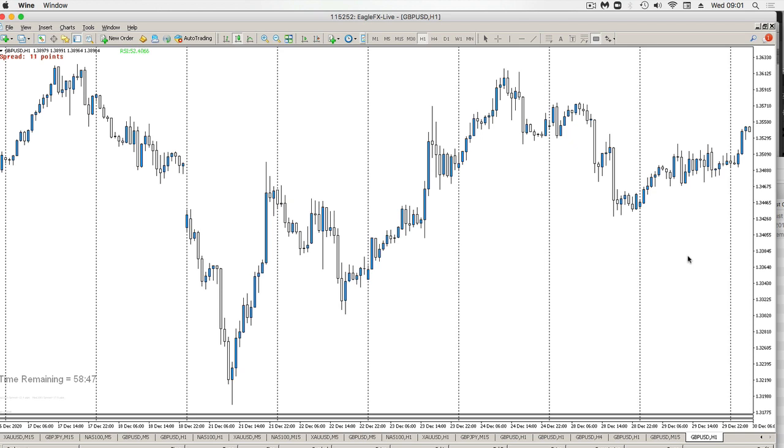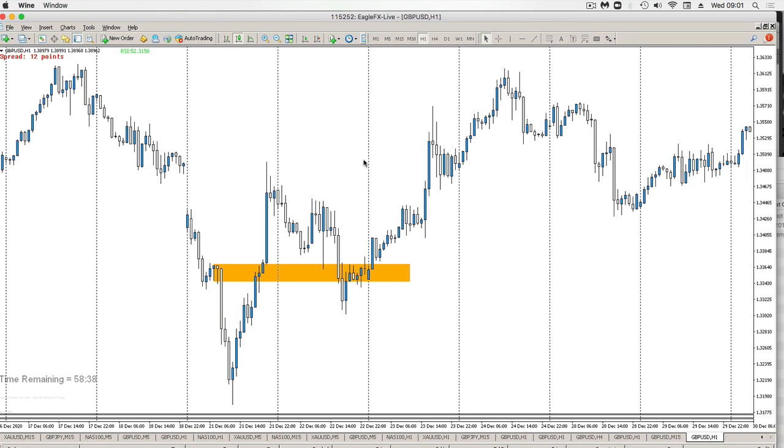Okay, so breakers, what are they? They're like failed order blocks. This one's not the best one, but they're not always super clean. I'll show you some clean ones and some not so clean ones. But the idea is it's an order block that is broken, and you get a swing low and a swing lower low. So that's the characteristics.